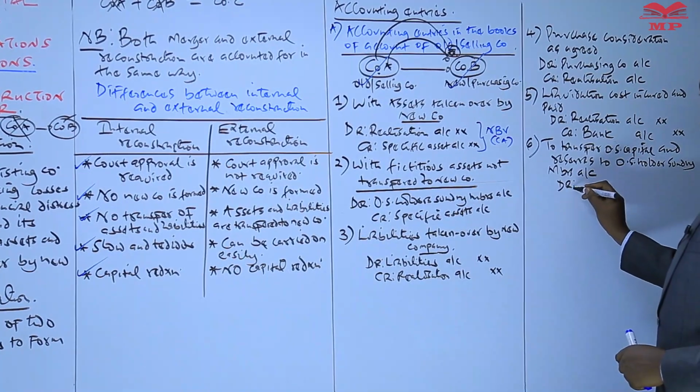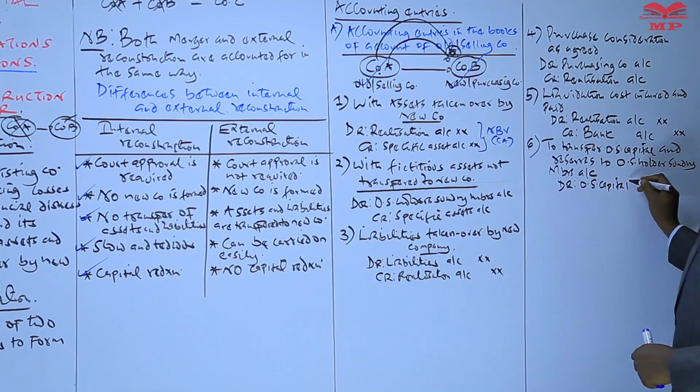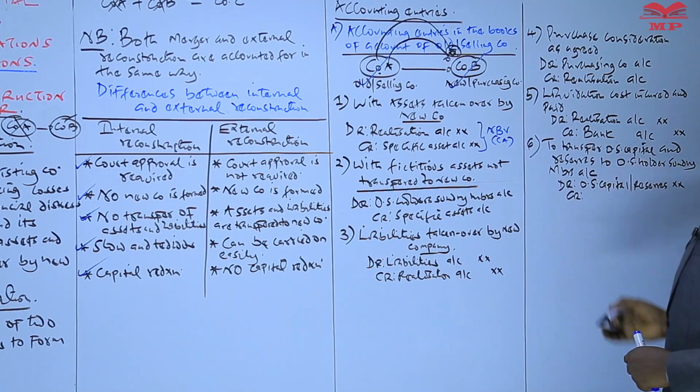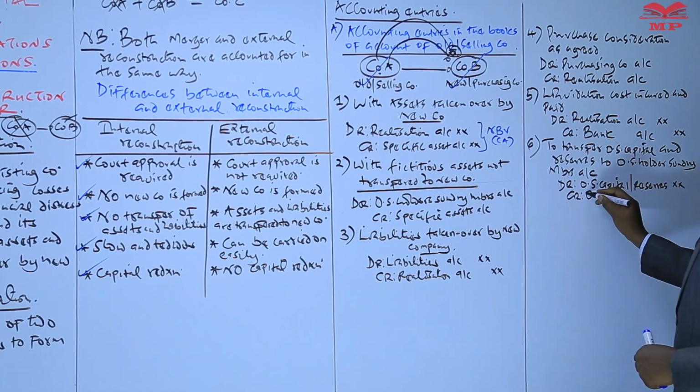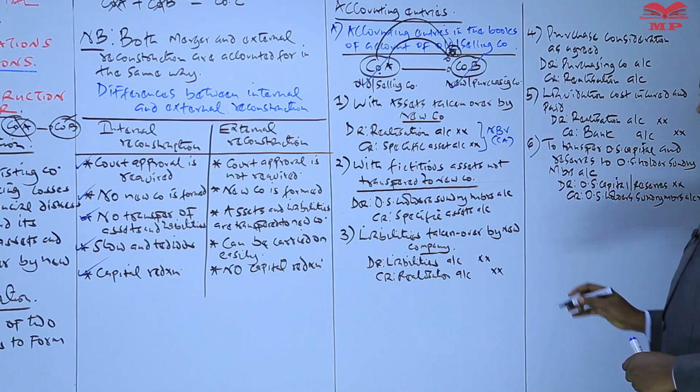So what do we do? We debit the ordinary share capital account and the reserves account, and then we credit the ordinary shareholders sundry members account.